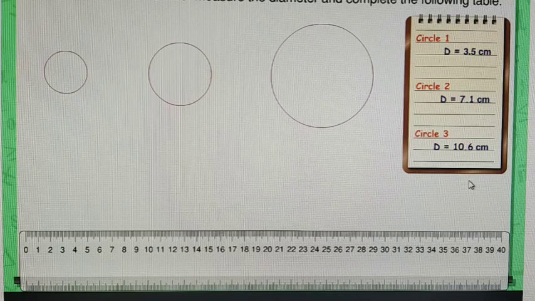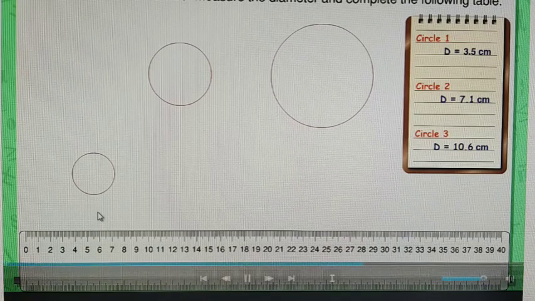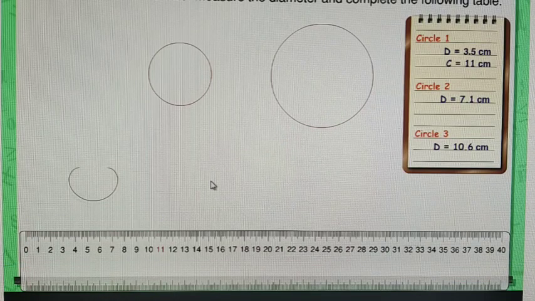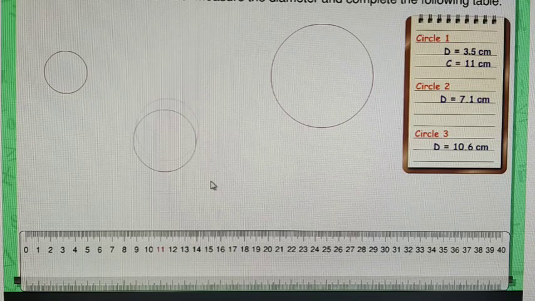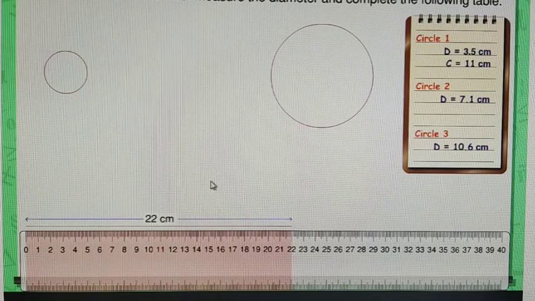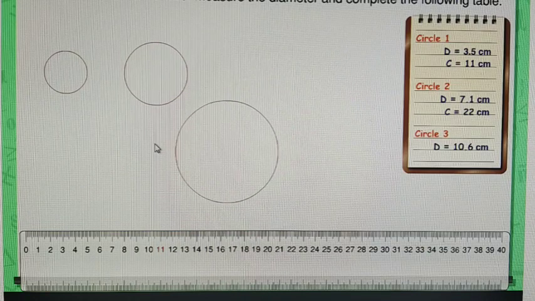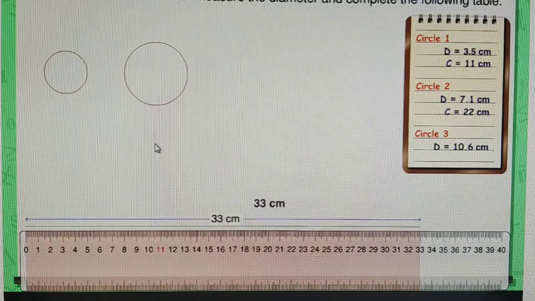Now let's find the circumference. What will we do? We will open the string and measure its length. The first string was 11 centimeter, so the circumference of the circle will be 11 centimeter. Second, it is 22 centimeter, and third, it is 33 centimeter.